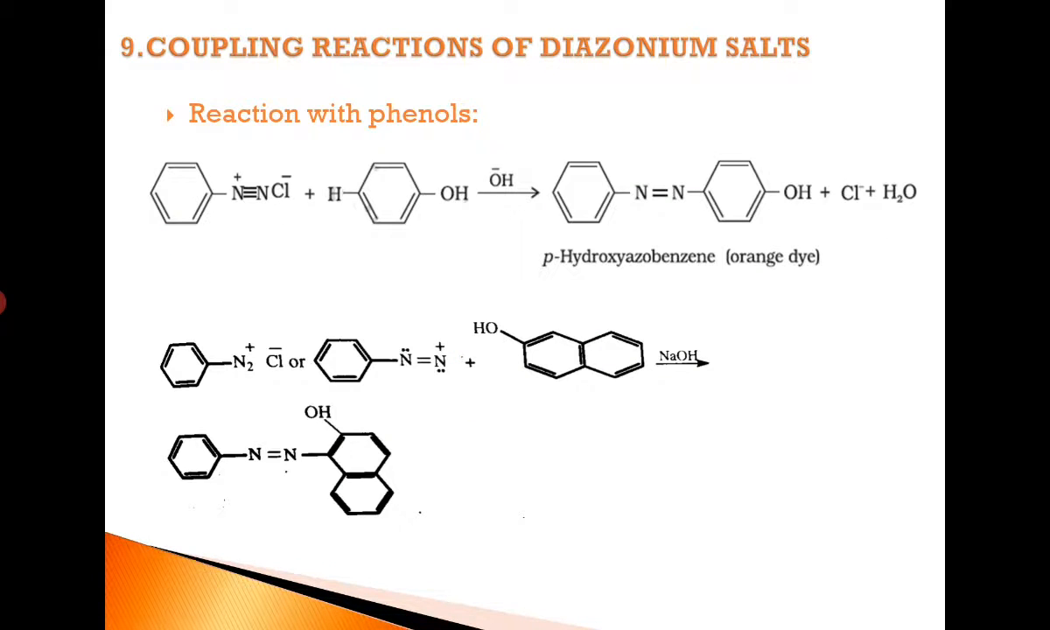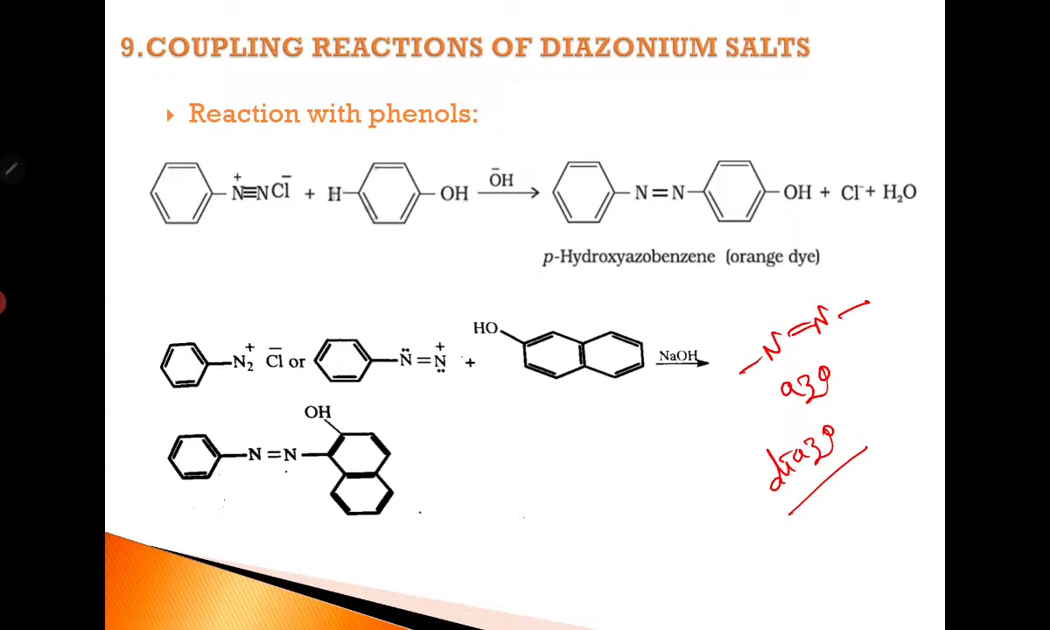Next, coupling reactions of diazonium salts. What are coupling reactions? In alkaline or neutral solutions, diazonium salts react with phenols or aryl amines like anilines. They undergo coupling reaction and yield products that retain the N double bond N group in them. These products are called azo compounds, and this process is called diazo coupling.